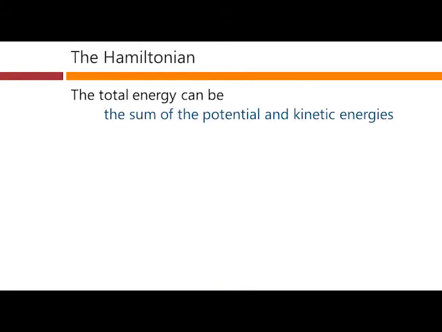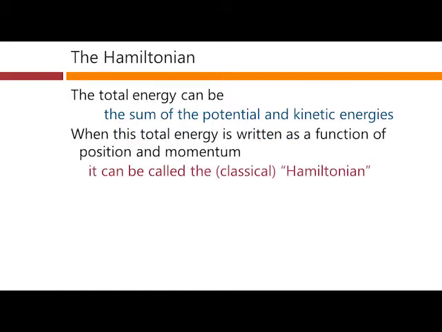The total energy can be written as the sum of the potential and kinetic energies, at least if we're working in an irrotational field like a gravitational or electrostatic one. And when we write this total energy out as a function of position and momentum, it can be called the classical, in this case, Hamiltonian. That's a historical reason why it's called this, after a gentleman by the name of Hamilton.